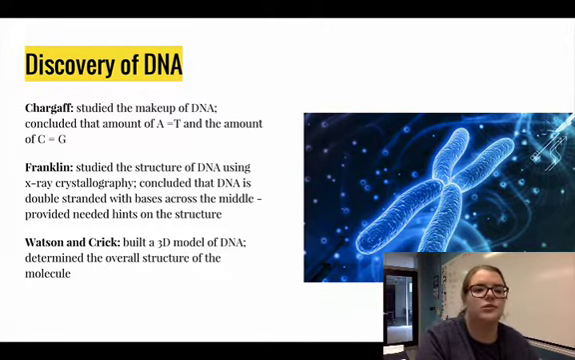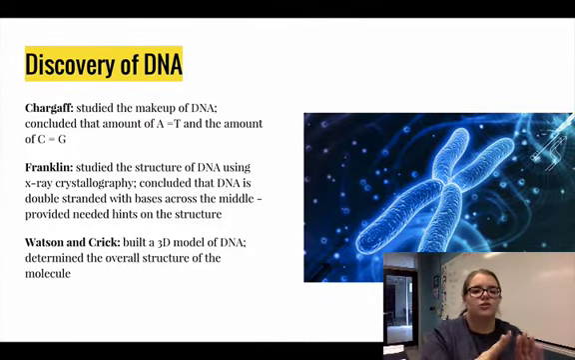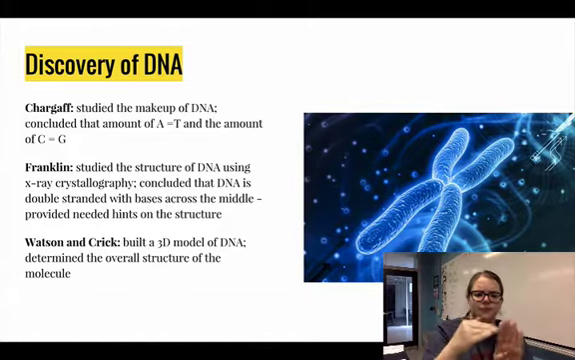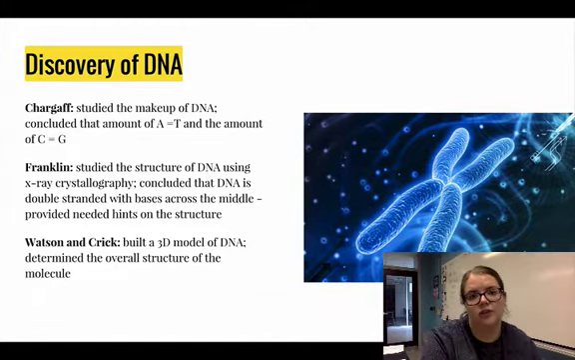So Rosalind Franklin used X-ray crystallography, which is like taking a picture of the DNA molecule. It's very complicated, lots of radiation, which caused her to die early. But she was looking at DNA, and she was able to get this really beautiful picture of DNA. And what she realized was that DNA is double-stranded. So we didn't know that before. So she realized there's two strands to it, and they're hooked together by nitrogenous bases. So inside that double strand, the nitrogenous bases sit in the middle. So these were really helpful hints on what the entire structure of DNA looked like.